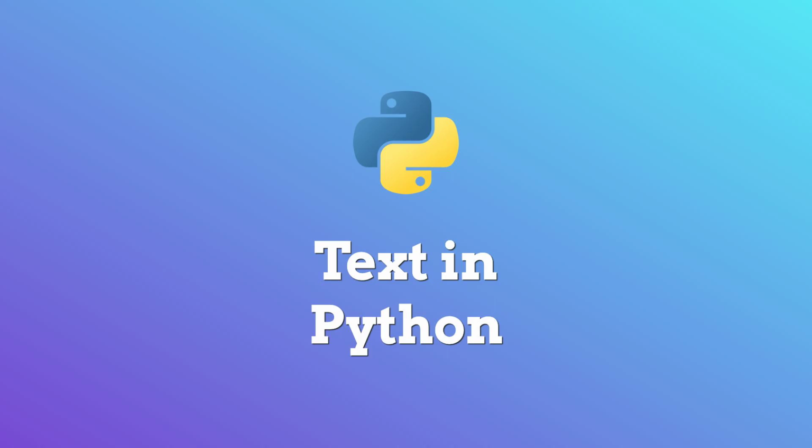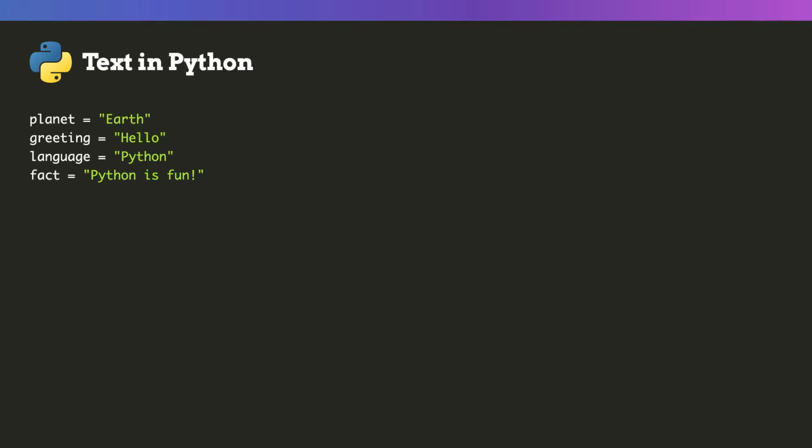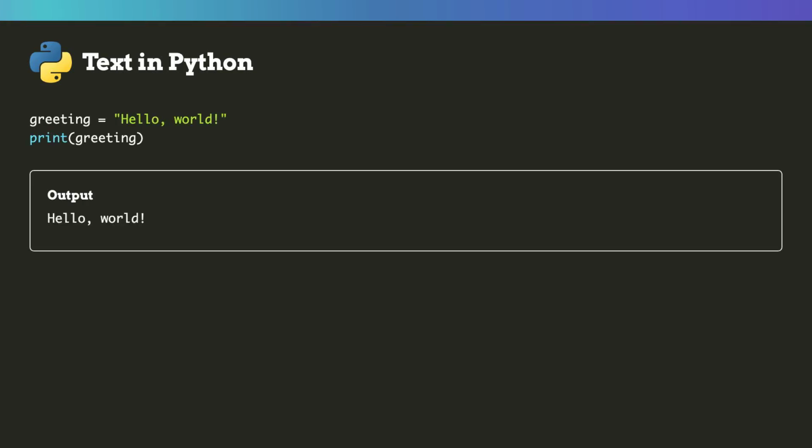Text in Python. Python's string data type allows us to work with textual information efficiently. Text data is an integral part of web development, data analysis, and natural language processing. In this lesson, we will cover strings in detail. A string is a sequence of characters enclosed in single or double quotes.